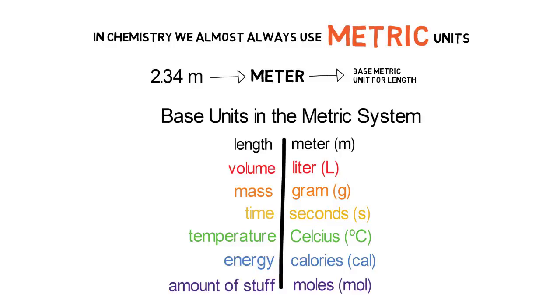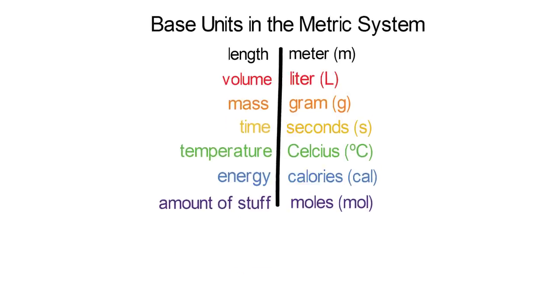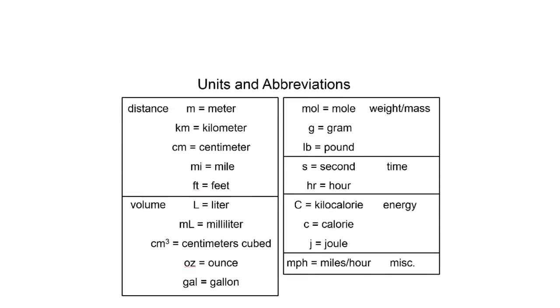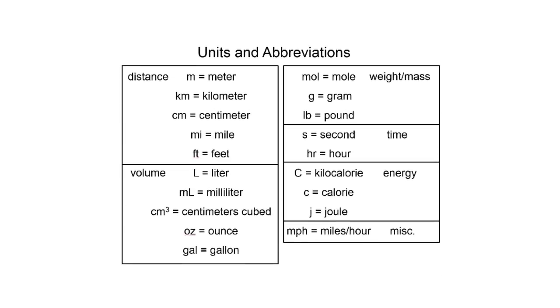So those are the metric units that we'll typically encounter. And we will also encounter some other units, just so you have a good list of them and you can refer back to this video and to your notes. Here are a few common units for distance and volume and weight and mass and time and energy. It's good to know the abbreviations for each of the units so you can easily recognize them.